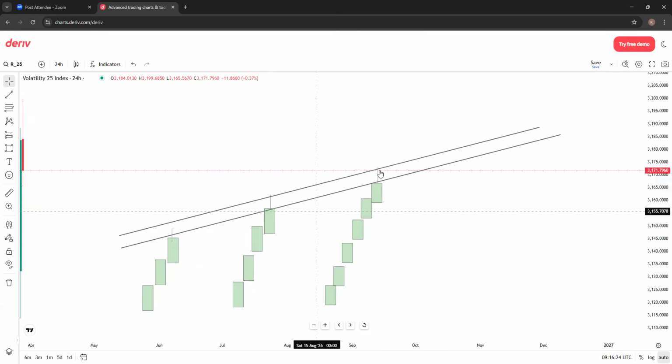Meaning, even if my wick didn't touch my upper trend line, which is where I'm expecting price to fall from, it means I would already know that I'm in a zone where I'm expecting price to fall.